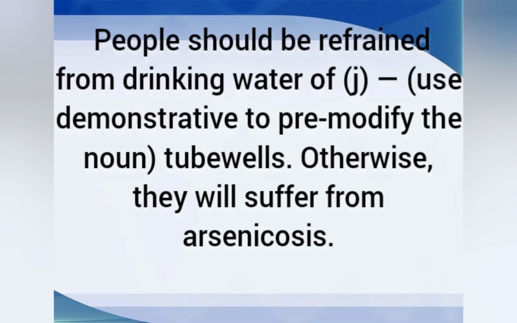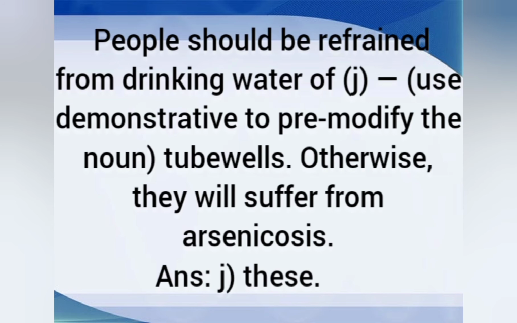People should be refrained from drinking water of dash tubes, otherwise they will suffer from arsenicosis. In number J, we have to use a demonstrative pronoun to pre-modify the noun. We know that demonstrative pronouns are this, that, these, those. So here we can use these tubes. So the answer is these.